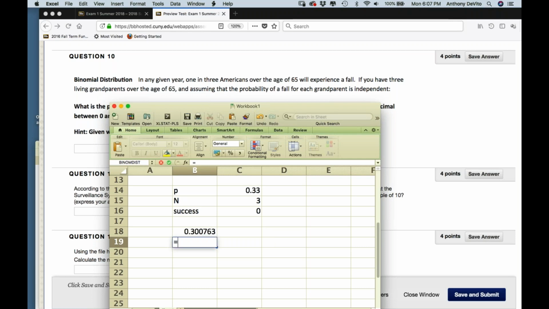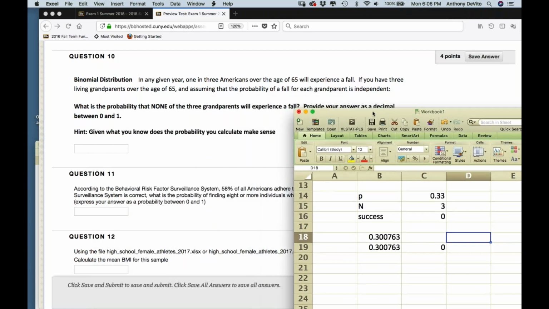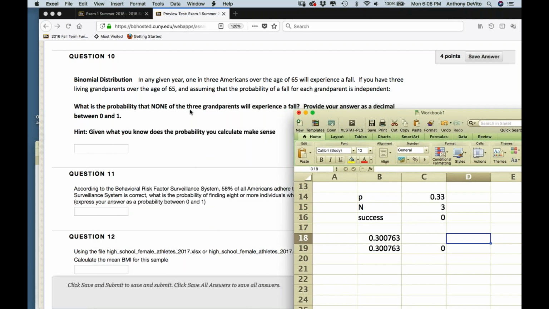And in fact, let me do this again. Equals binom dist, just to demonstrate that that's really true. 0, comma, 3, comma, 0.33, comma, false. And we get exactly the same result. So this is the probability for exactly 0 out of 3 grandparents having a fall during the period of that year.